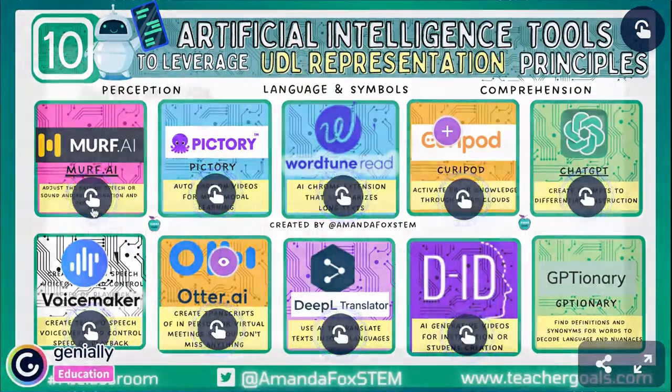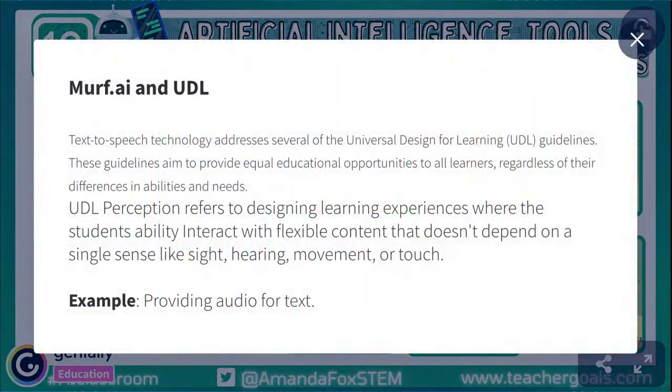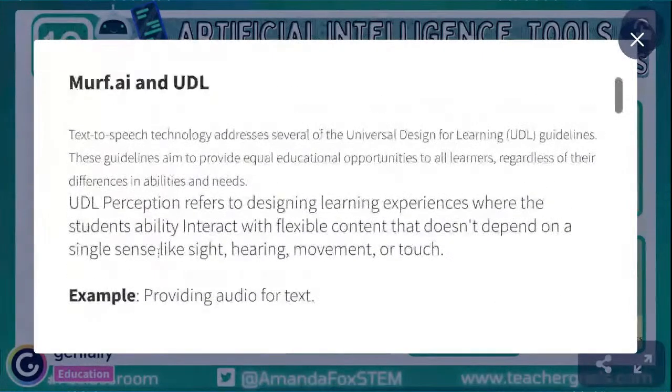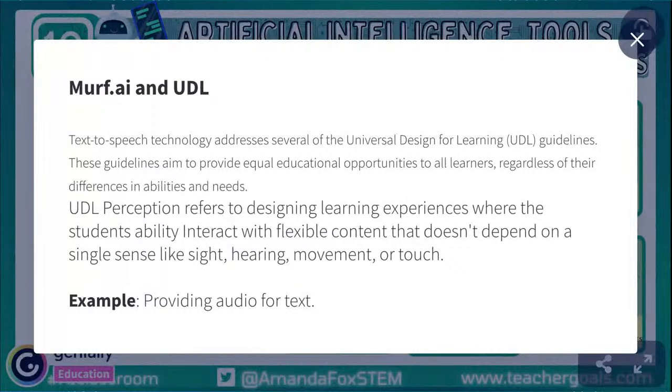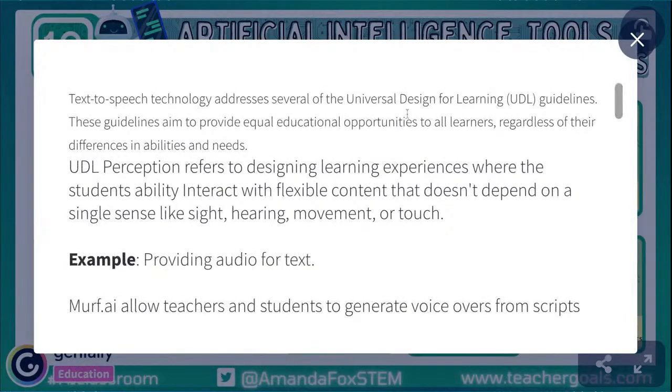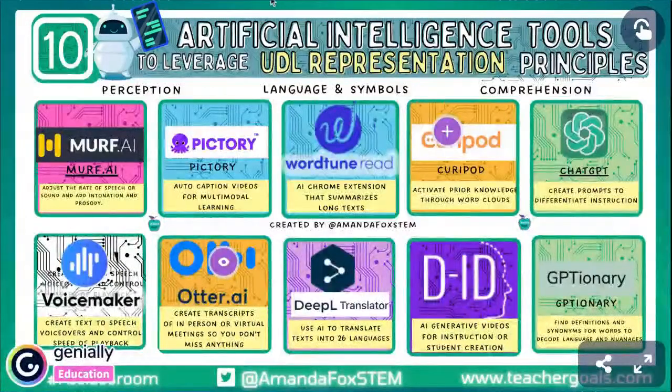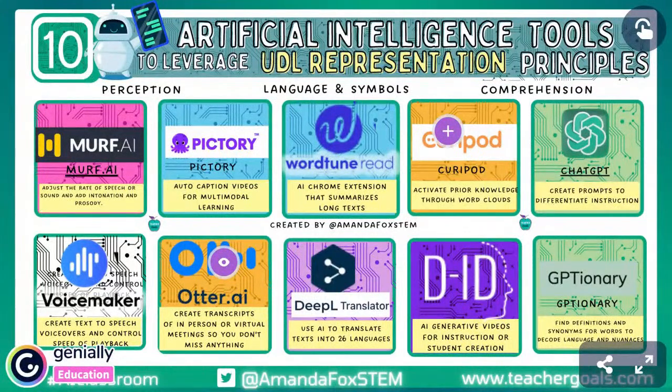So Murph AI, if we look at Murph and UDL, this is a text-to-speech technology that addresses several UDL guidelines. UDL perception is designing learning experiences where students interact flexibly with the content. So specifically providing audio for text. So you can take a script from a lesson, you can pop it into Murph AI and you can turn that into actual speech. And we're gonna look at that real quick in a second.